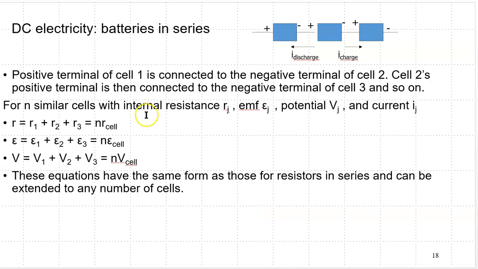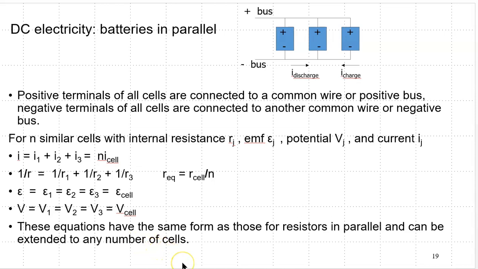Now, for n similar cells with internal resistance Rj, EMF Ej, potential Vj, and current Ij, the internal resistances add. So R equals R1 plus R2 plus R3, or if they're all the same, that equals the number of batteries times the internal resistance of one of them. Similarly, the EMFs add, so E equals E1 plus E2 plus E3, and if they're all the same, it'll be the number of batteries times E of one of them. Similarly, V equals V1 plus V2 plus V3. If they're all the same, it'll be the number of batteries times V of one of them. These equations have the same form as those for resistors in series and can be extended to any number of cells.